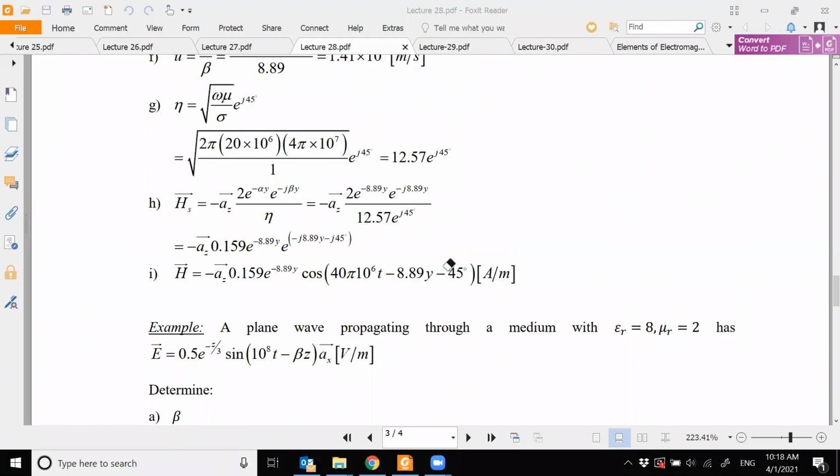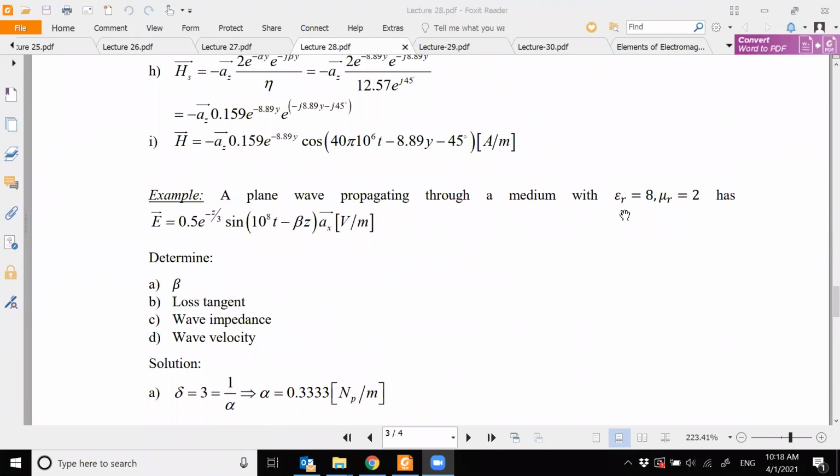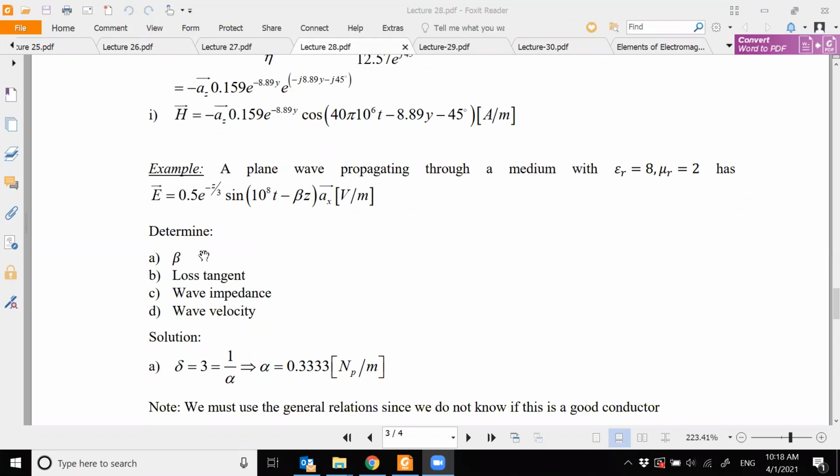Okay, so you have one more example here. Here you have a plane wave propagating through a medium with these medium parameters: epsilon r is 8. Now it is a magnetic material because mu r is 2. And this is the electric field. Now we need to find the phase constant, the loss tangent, the wave impedance, and the wave velocity.